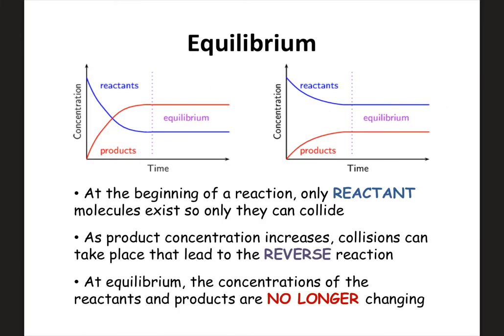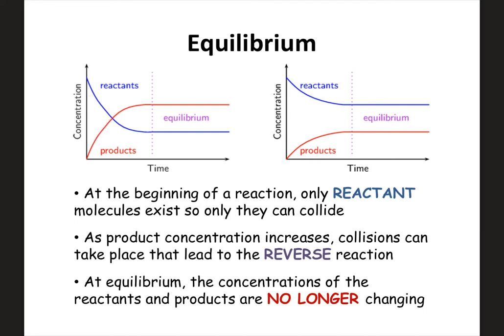We need to be able to look at graphs like this and understand what's going on. So these are concentration versus time graphs. Notice, if we're looking at the one on the left, at the beginning of a reaction, you only have reactant molecules available to collide and actually start the reaction. So at the beginning of the reaction, the concentration of the reactant molecules is very high, and the product is zero because there are no products there. And then once these reactant molecules start colliding and forming product, you see the reactant molecules go down and the product molecules start to increase.